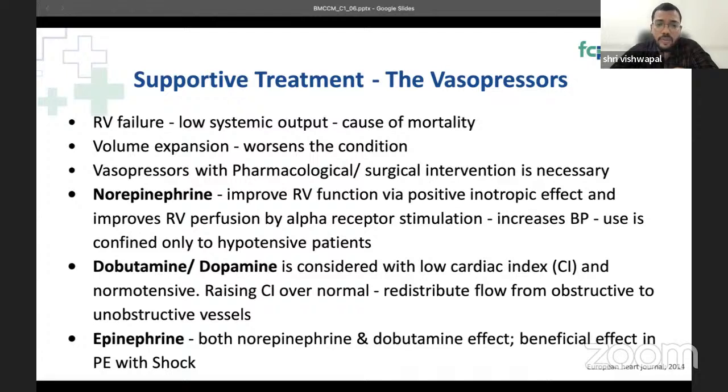And dobutamine and dopamine, as we all know, act on the beta receptors and increase the heart rate. So they are considered only where there is a low cardiac index and the patient is normotensive. Raising the cardiac index over normal is done by dobutamine. Epinephrine has the actions of both norepinephrine and dopamine, acting on both alpha and beta receptors. If the patient has a low heart rate with reduced blood pressure, you could use epinephrine.